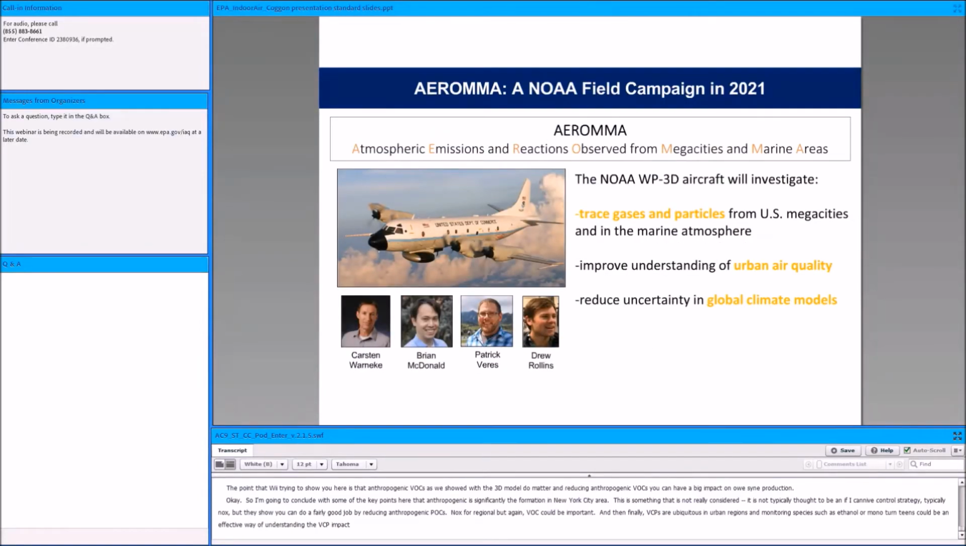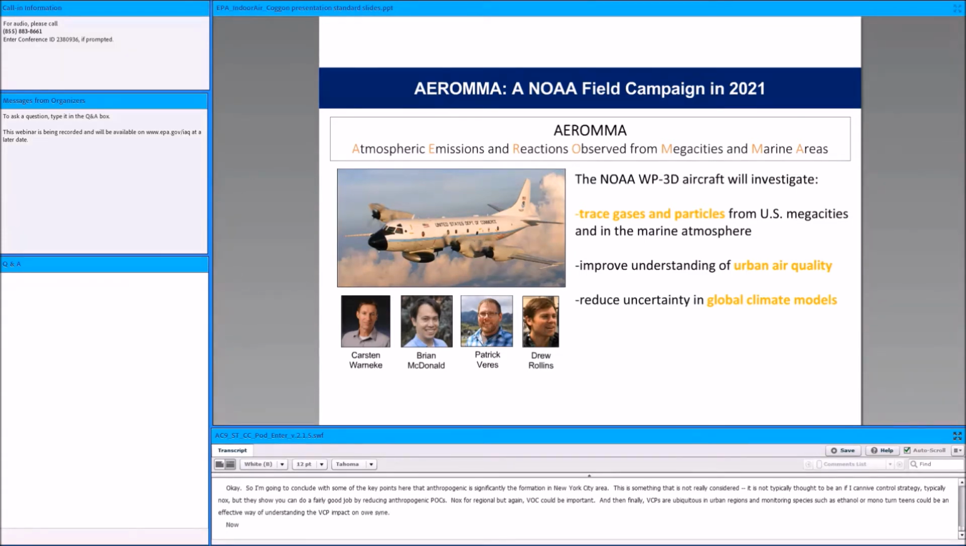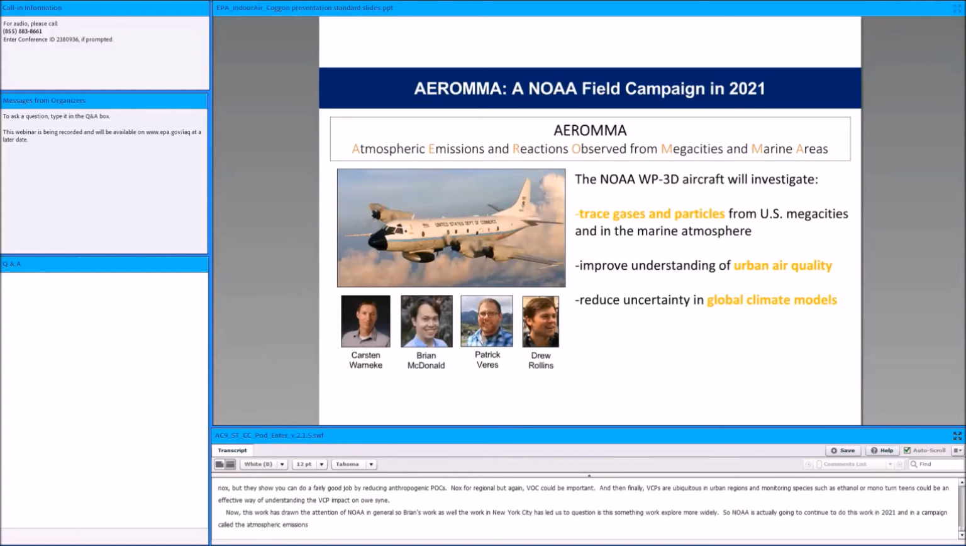Now, this work has drawn the attention of NOAA in general. So Brian's work, as well as the work in New York City, has led us to question: is this something worth exploring more widely? So NOAA is actually going to continue to do this work in 2021 in a campaign called the Atmospheric Emissions and Reaction Observed from Megacities and Marine Areas, or AROMA.